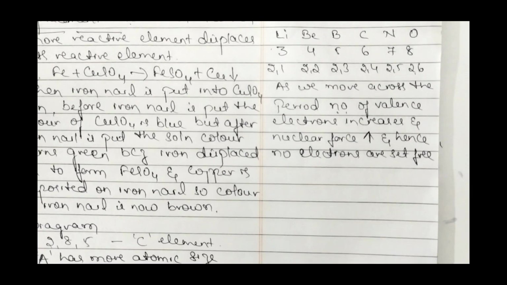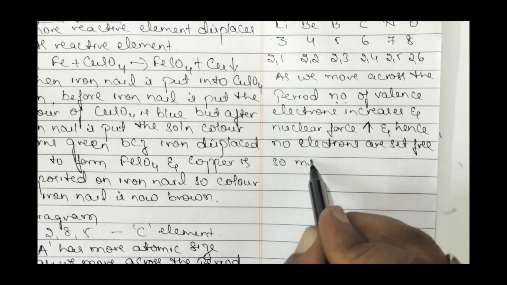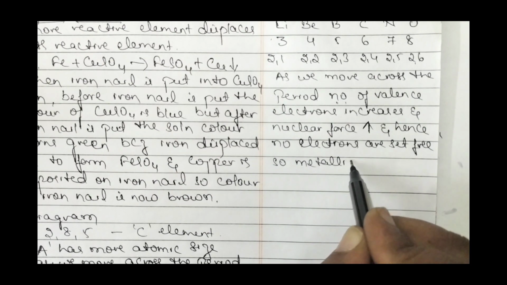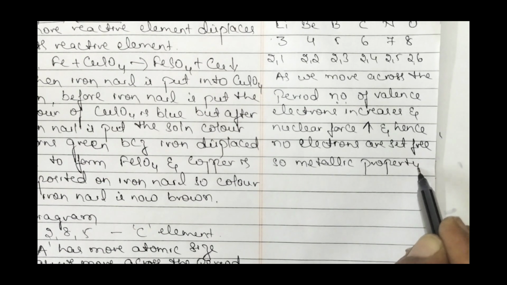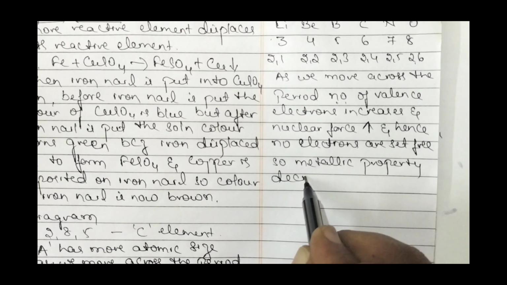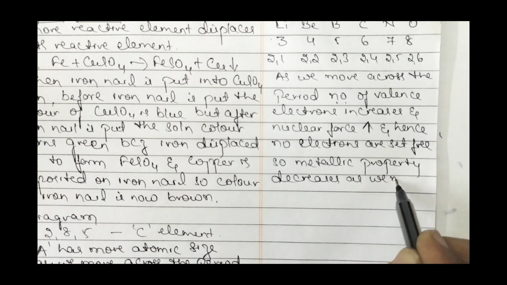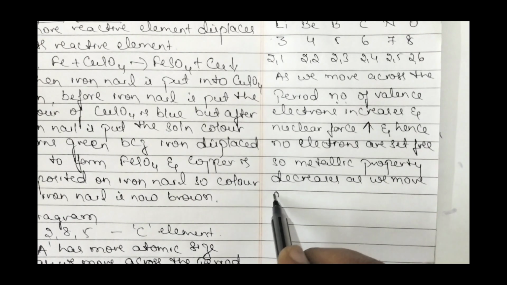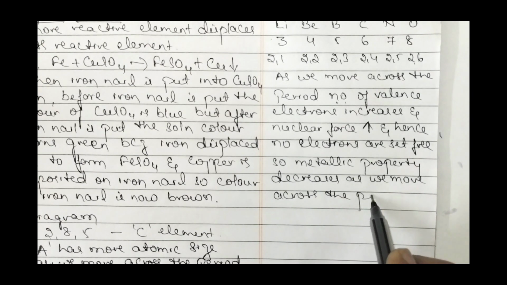So electrons cannot become free. So metallic property decreases as we move across the period.